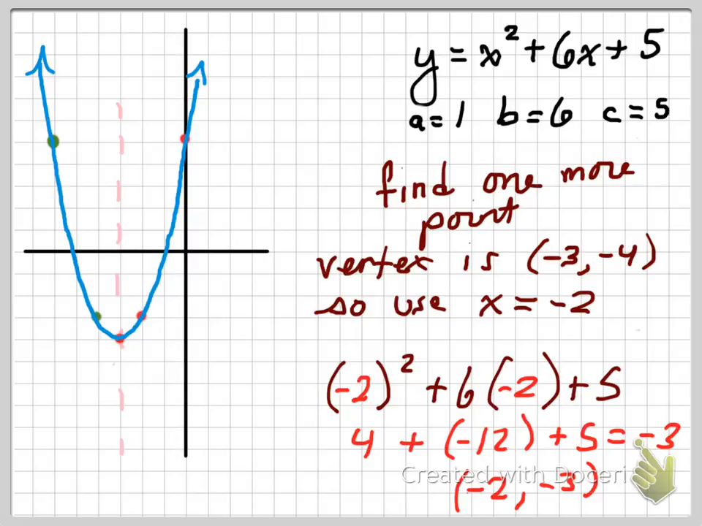I can connect those, and then I can reflect the green points across our axis of symmetry. They are just reflections of the red points that I had already plotted, and that allows me to plot the whole thing.